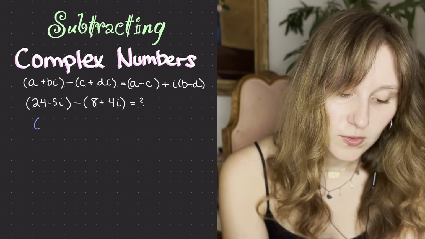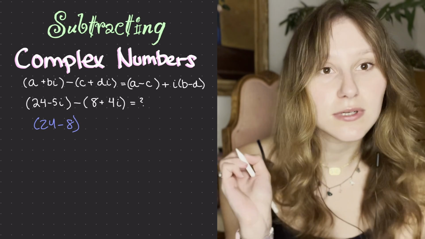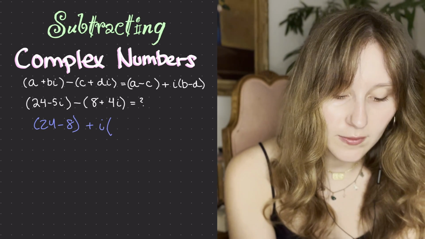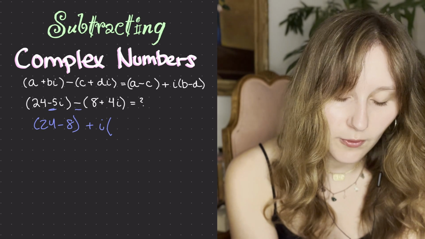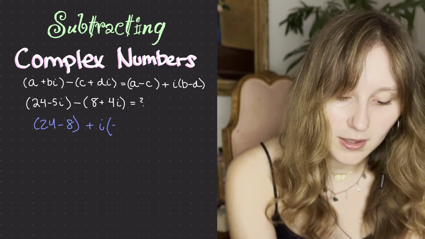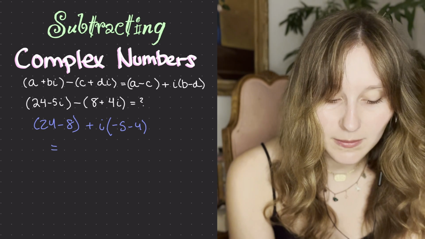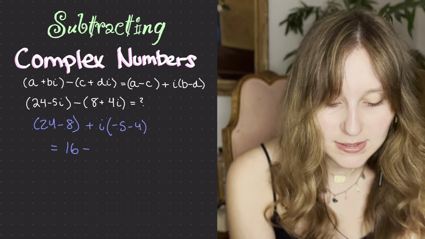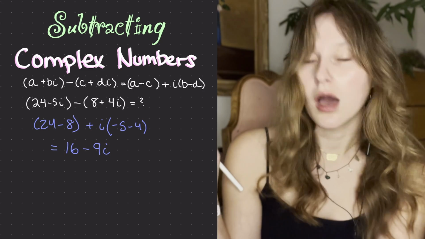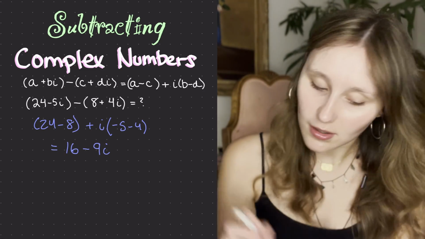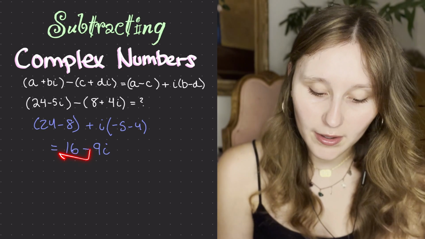So we have 24 minus 8, which is the real part. We do plus, of course, i, and then we do minus 5 minus 4. So we get minus 5 minus 4. That is going to be equal to 24 minus 8 is 16 minus 9i. Okay, so by the way, the correct way to express a complex number is real part and then imaginary part.